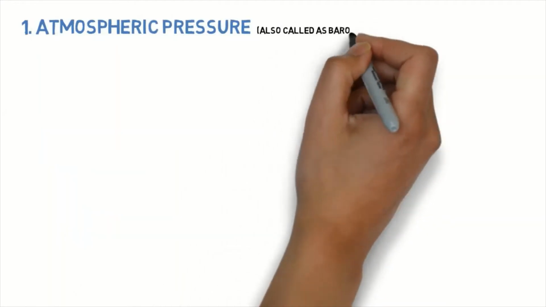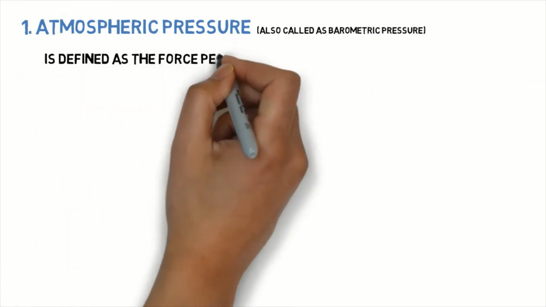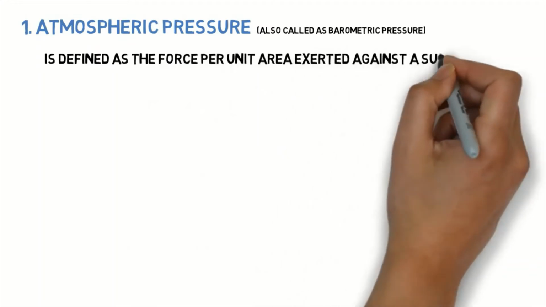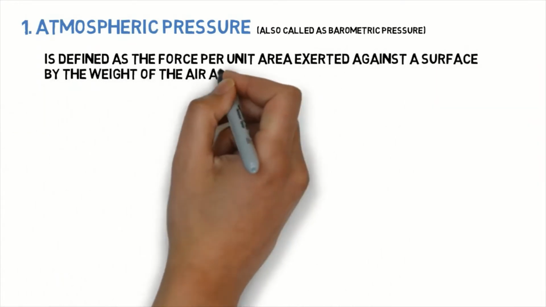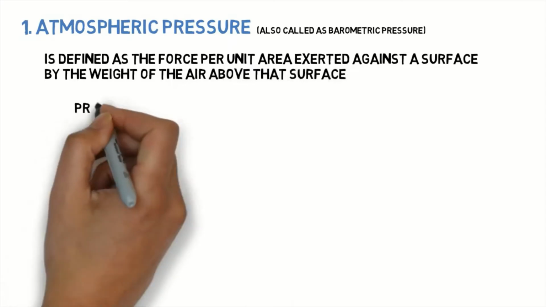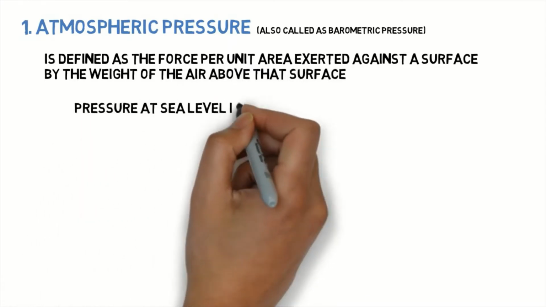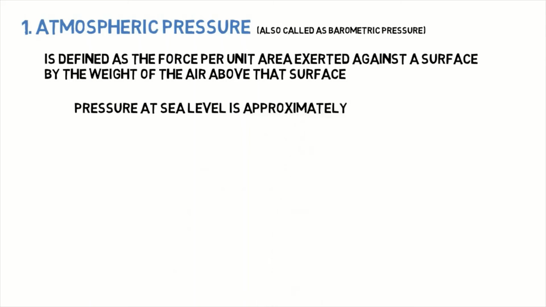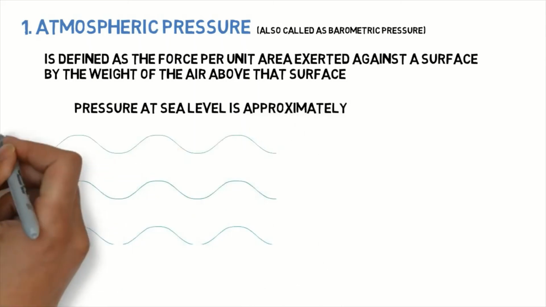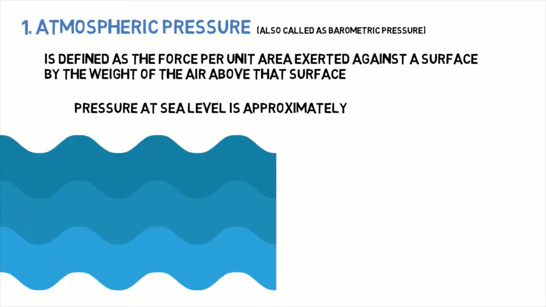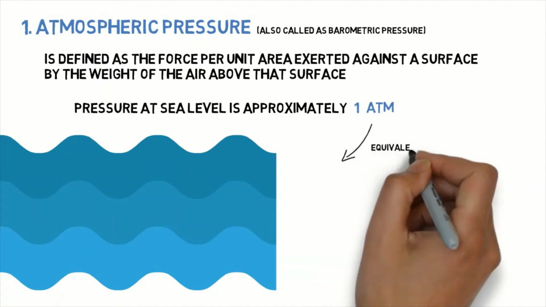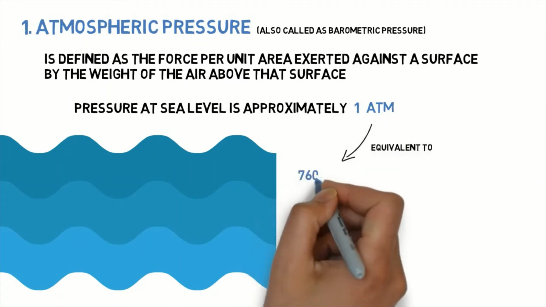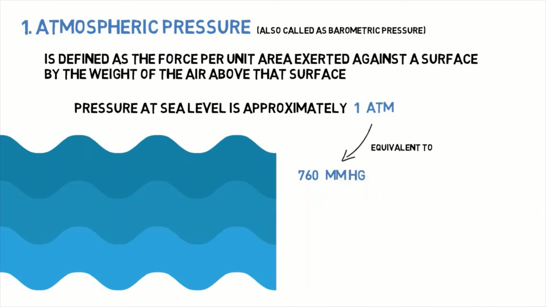Atmospheric pressure is also called barometric pressure. Atmospheric pressure is defined as the force per unit area exerted against a surface by the weight of the air above that surface. Pressure at sea level is approximately 1 atm. Pressure has many units. Here is the equivalent pressure in different units.